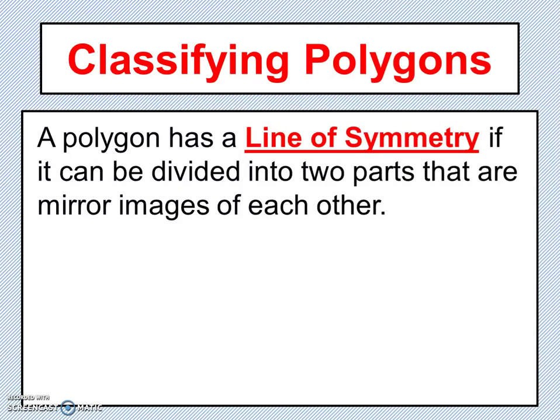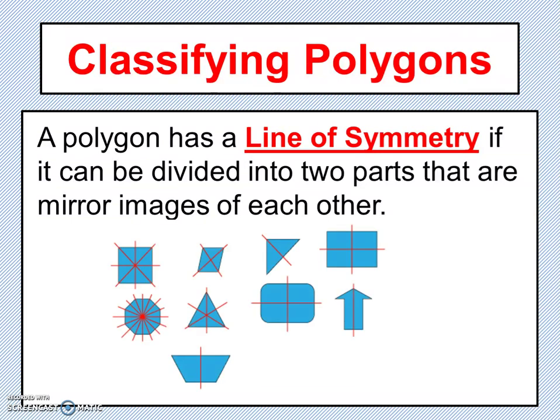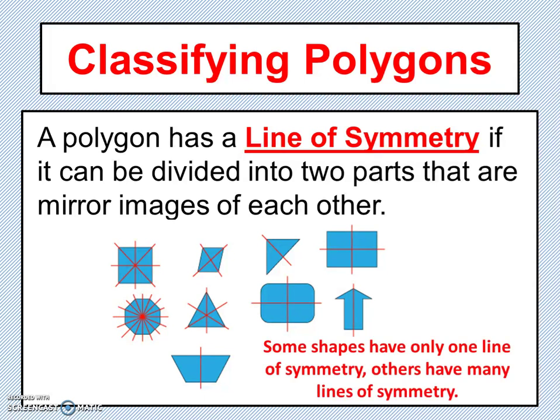Another thing you can classify within polygons is symmetry. It can be divided into two parts that are mirror images of each other. So these polygons all have lines of symmetry. This particular polygon has one line of symmetry. This one has 3, this one has 2, this one has 1, this one has 2, 1, 3, 1, 2, 3, 4 lines of symmetry, and this one has a bunch. So lines of symmetry may or may not exist.